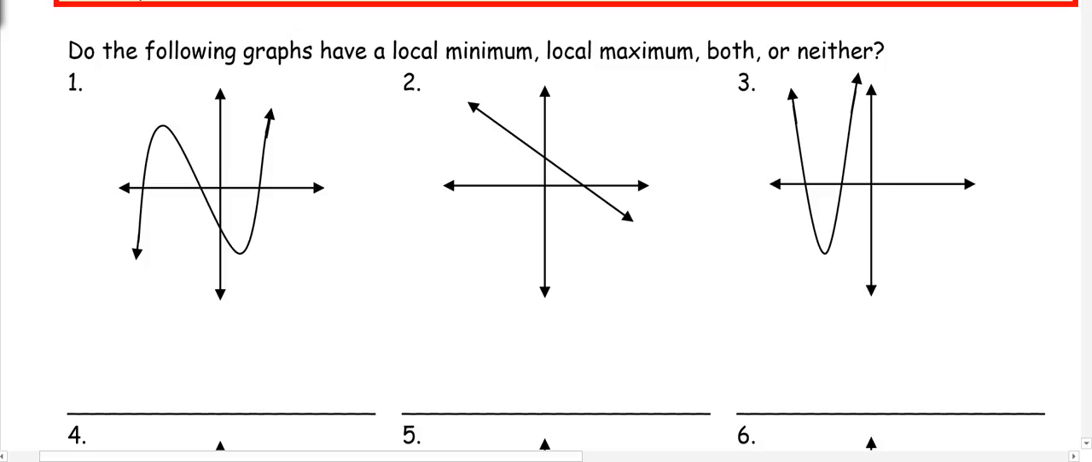So looking at the graph, do we have a local min, a local max, both or neither? So we're looking for a hill or a valley to figure out if we have a local max, min, both or neither. So number one, we have a high point, which would be our local max. We have a low point, which would be the local min. So in this case, we have both. In number two, this is just a straight line that's decreasing from left to right. There's no peak or valley, so in this case, this is neither. In number three, we have a low point, which would be our local min. So in this case, we only have a local min.